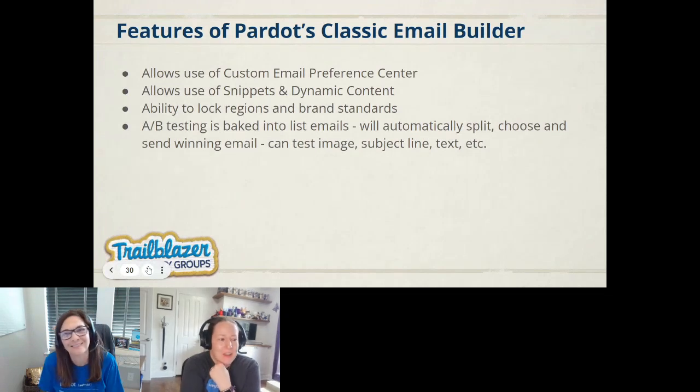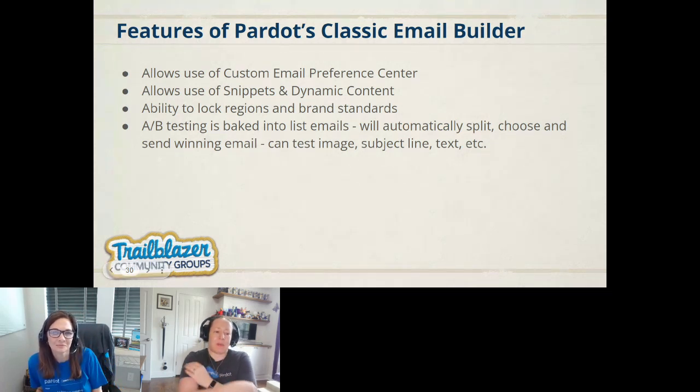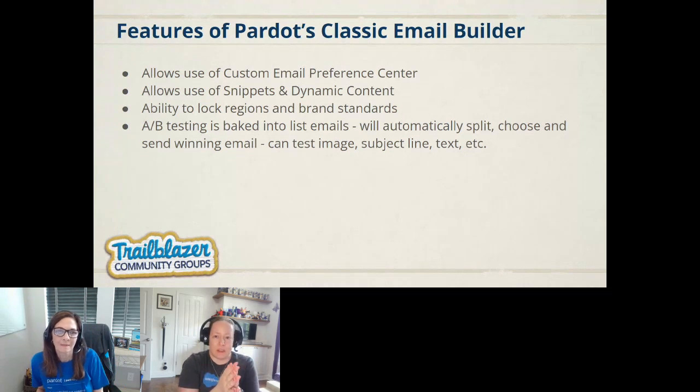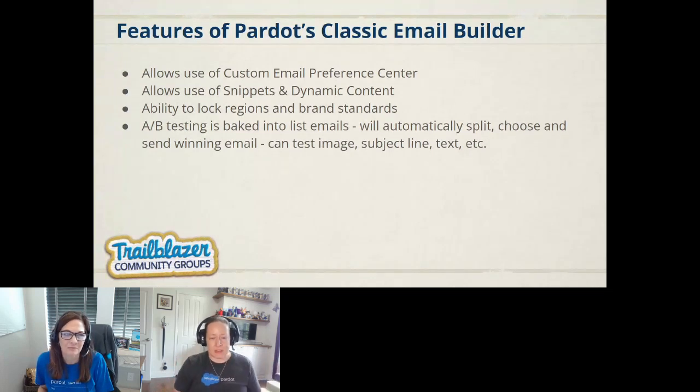And when we say the Classic email builder allows you to use custom email preference centers and things like that, in the Lightning Email Builder you can grab the code for dynamic content and pop it into a text section there. It's not as drag and drop as it can be in the Classic email builder. It's not at feature parity yet. So there are some pros and cons. You can make them work. It just requires some extra fine tuning manually.